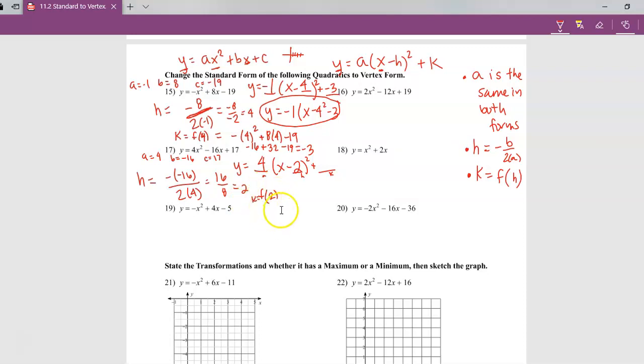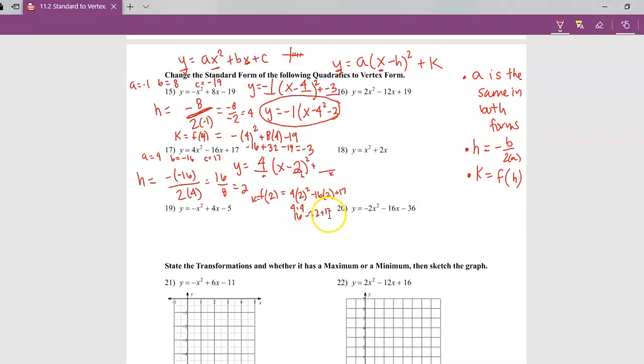So k equals f of 2. So take 2 and plug it back into the function. This would be 4 times 2 squared minus 16 times 2 plus 17. All right, so again, remember your order of operations says I need to square 2 before I multiply by 4. Okay, don't multiply 4 and 2 together and then square it because 4 is not squared, only 2 is. So this would be 4 times 4, or 16, minus 32 plus 17.